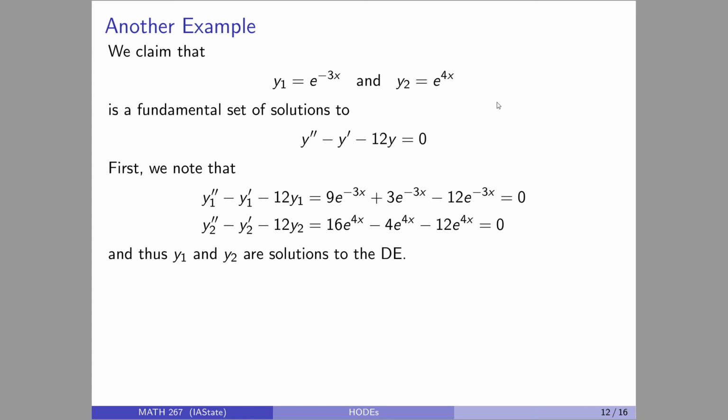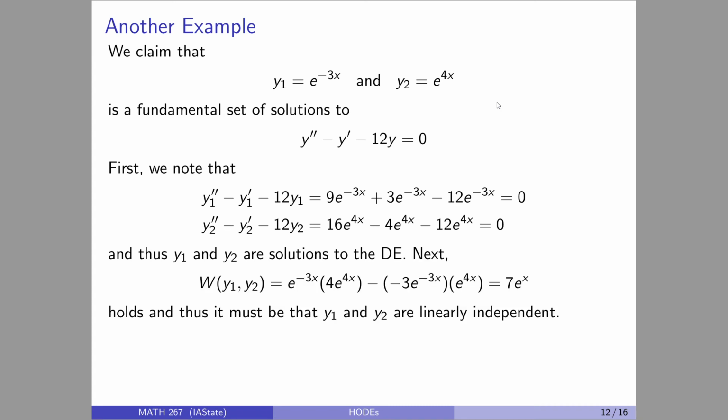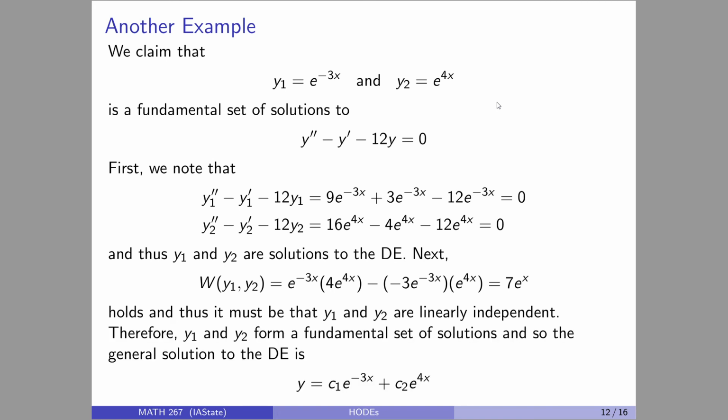Now that we know that, we want to check the Wronskian. This is the more interesting part. We set up the Wronskian, and we see that it's 7 e to the x. That's non-zero, so they must be linearly independent. So I have two functions that are solutions to the DE. They are linearly independent. Very happy about that. So that means they are a fundamental set of solutions, and thus the general solution of the differential equation is a linear combination of e to the negative 3x and e to the 4x.